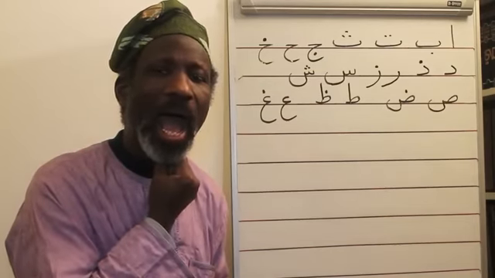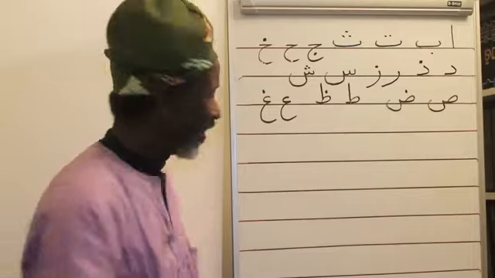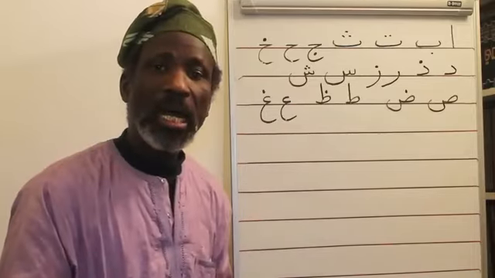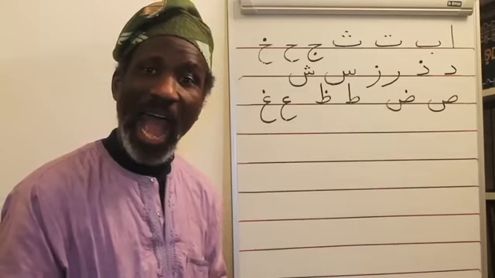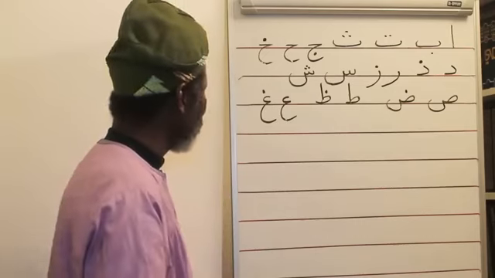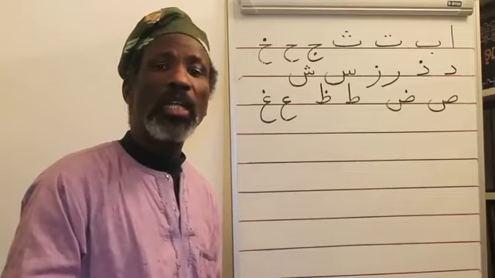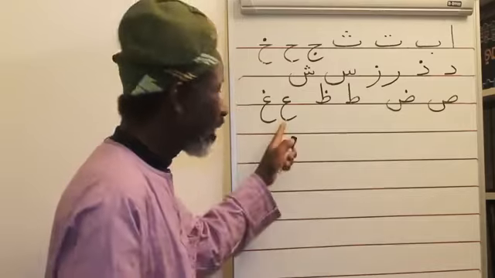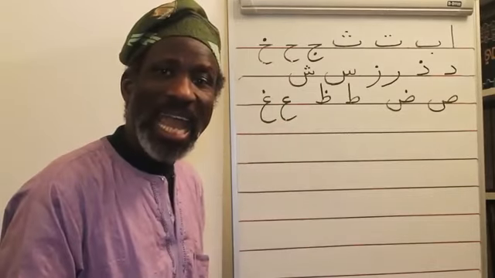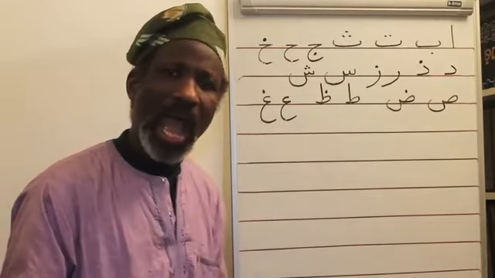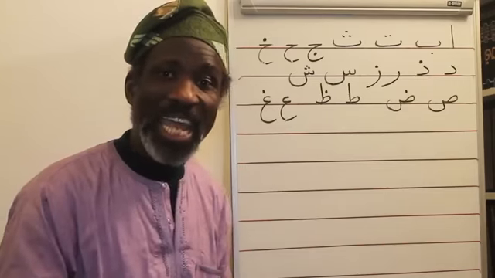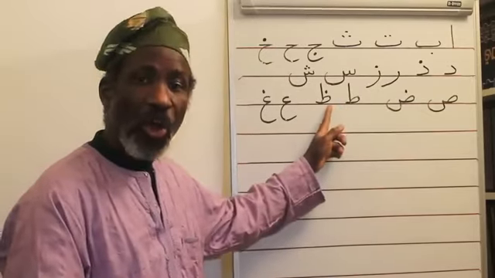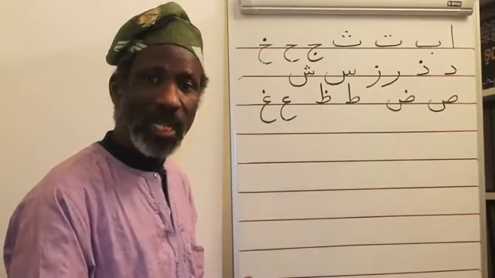Ein. Ein. Ein. And ghain. Ein. Ghain. As if when you put a liquid down your throat and gargle, you combine that with the ein. Ein, ein, ghain. Come on, have a go. Ein, ghain. Well done. So, tah, dhah, ein, ghain.